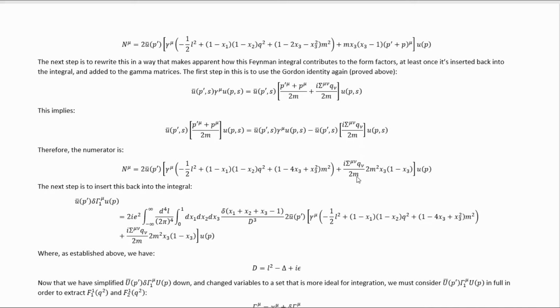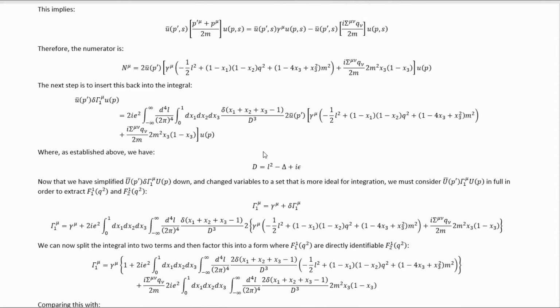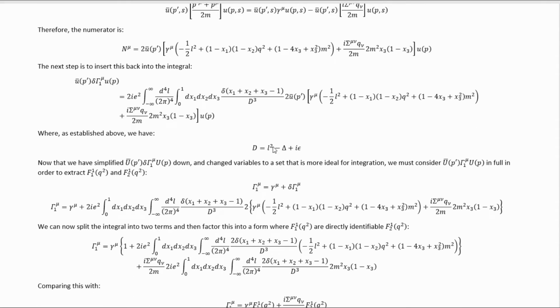That allows us to write n mu as this. If we insert this back into the main integral, we have this expression, where we've established that d in the denominator is just equal to that.